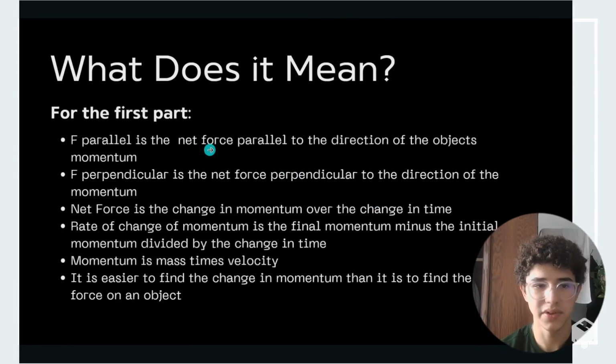So what does it mean in the first part? For the first part, F parallel is the net force parallel to the direction of the object's momentum. F perpendicular is the net force perpendicular to the direction of the object's momentum. Net force is the change in momentum over the change in time. The rate of change in momentum is the final momentum minus the initial momentum divided by the change in time. Momentum is mass times velocity. It's easier to find the change in momentum than it is to find the net force on an object.